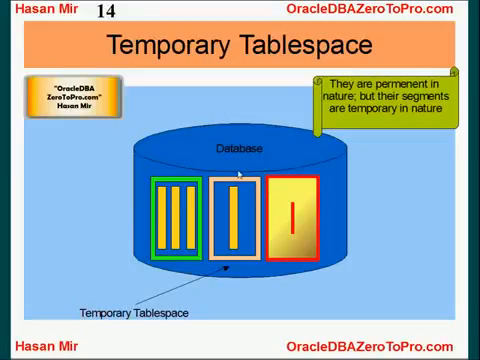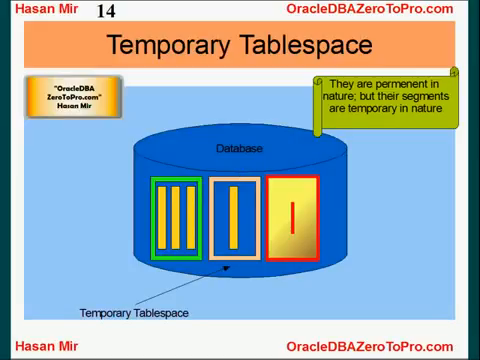One thing you should know about temporary table spaces: they are permanent in nature as far as the table space is concerned, but segments within this table space are temporary in nature. They're created once the operation is about to be performed, and they're removed once the operation has been performed. You know that table spaces contain segments, and in a regular table space a segment represents a table or an index, but in a temporary table space a segment represents some sort operation, and these segments are temporarily created.